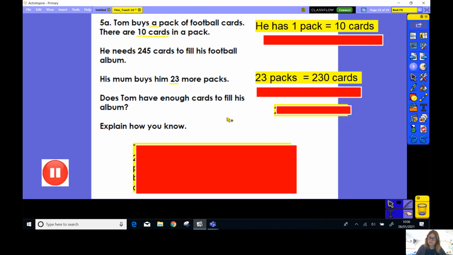Now, what we're going to have to do here is a two-step question. We're going to have to add these totals together, 10 and 230, which is nice and straightforward. So let's work that out. 230 add 10 is 240.